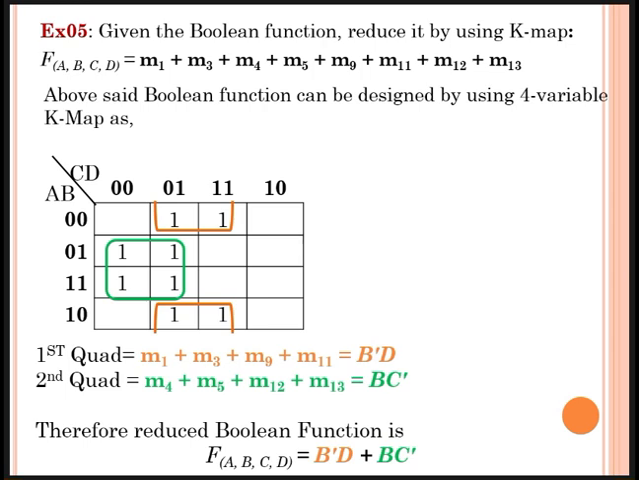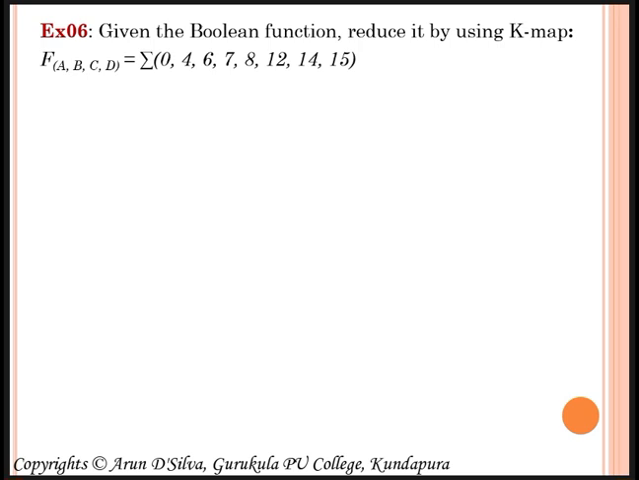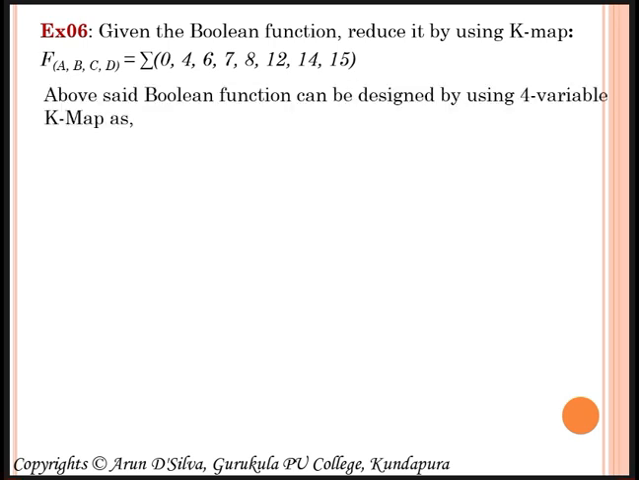Going for one more example, given the Boolean function, reduce it by using K-map. F of ABCD equal to summation of 0, 4, 6, 7, 8, 12, 14, 15. Now this can be designed by using 4 variable K-map as.